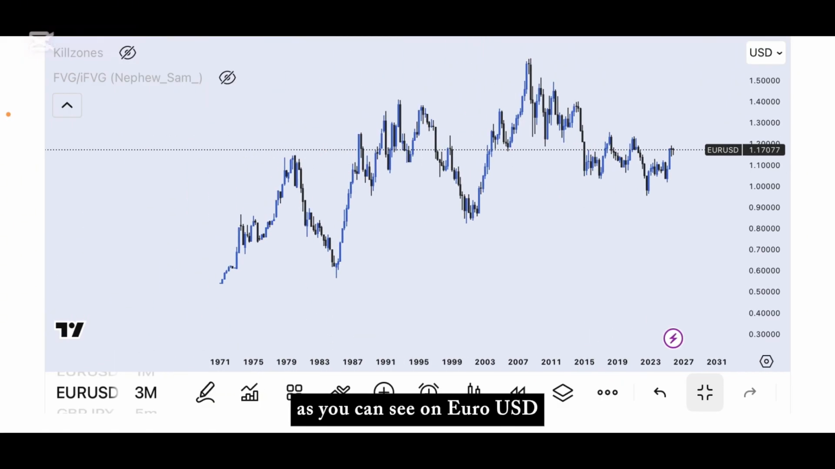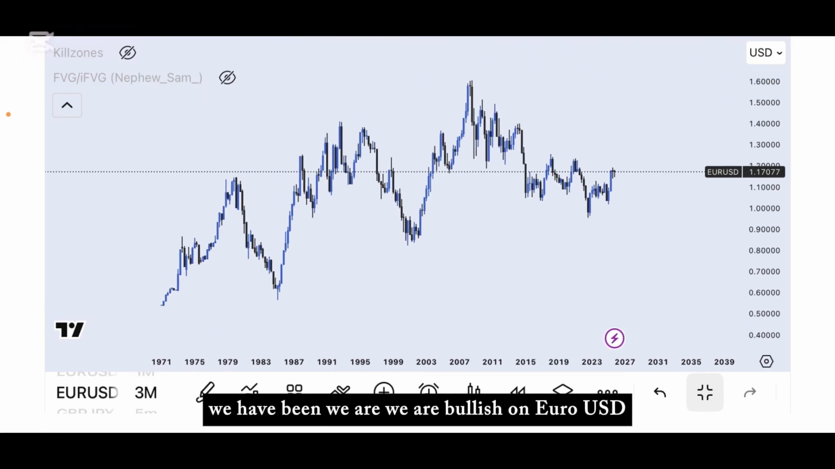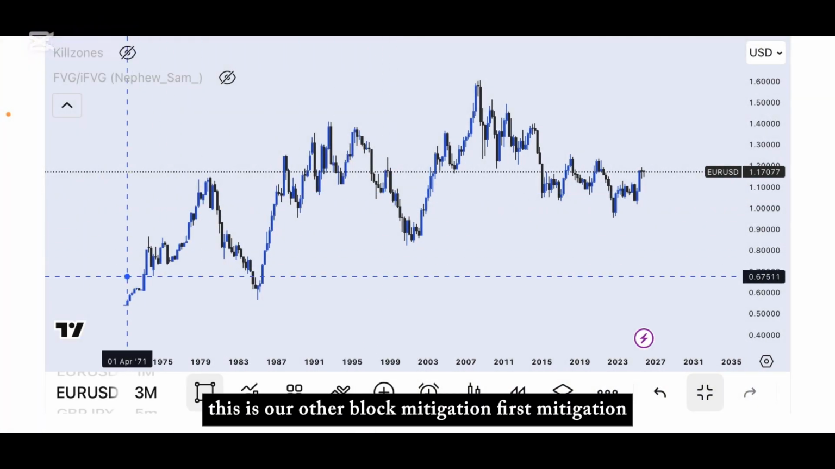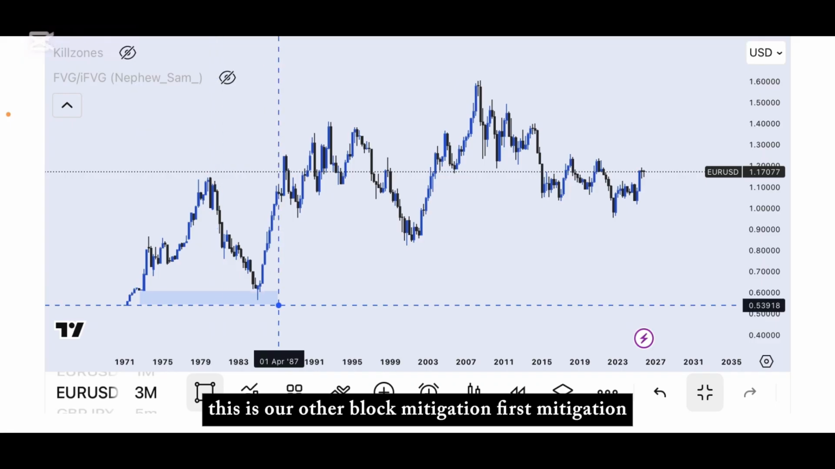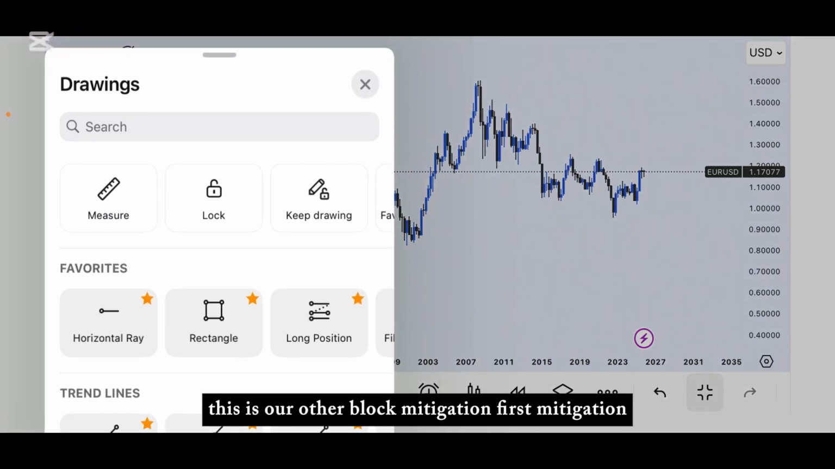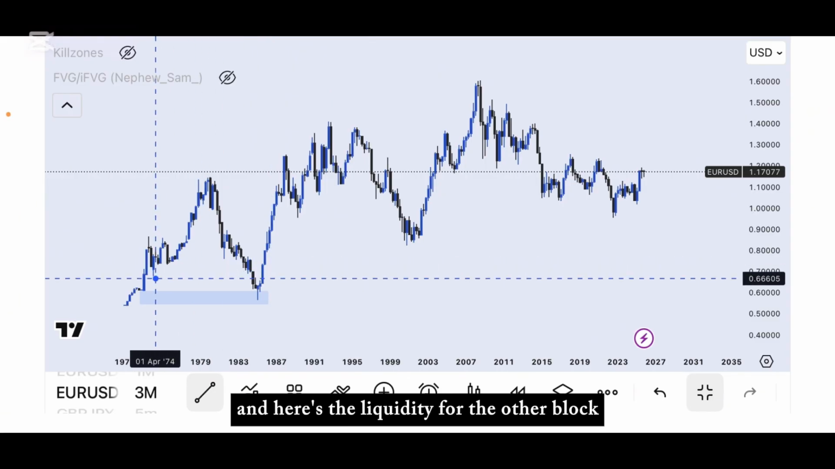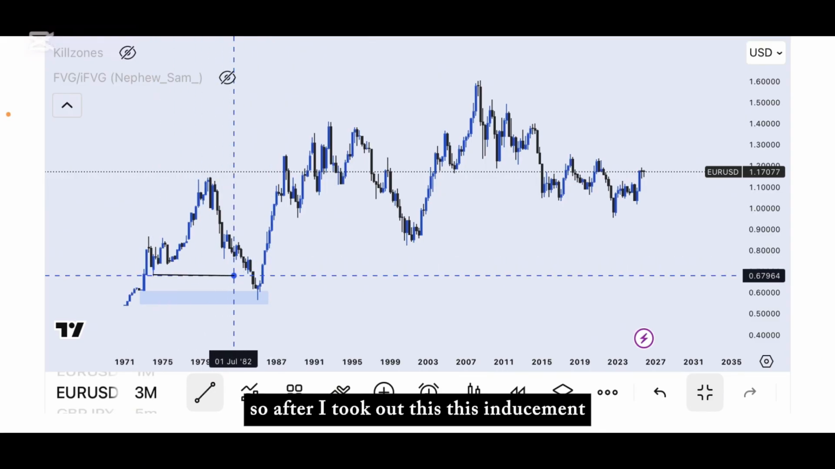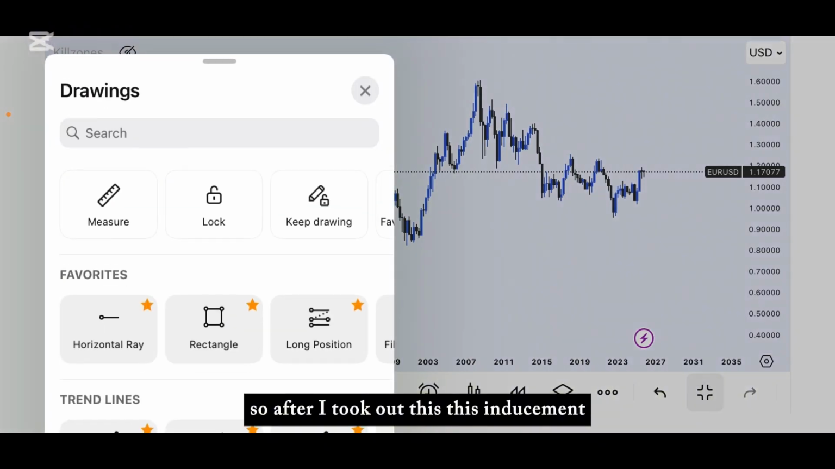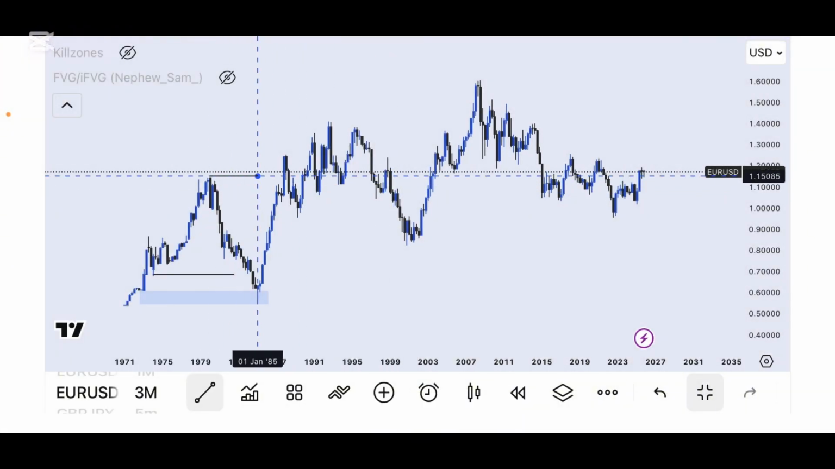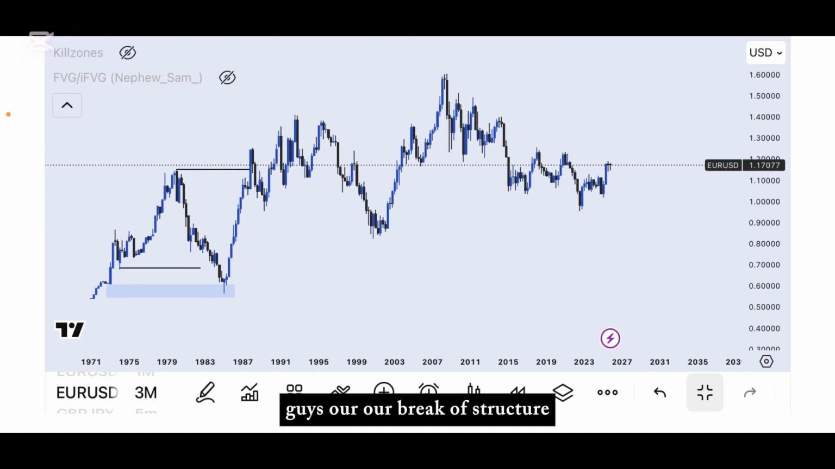As you can see on Euro USD, we are bullish. So this is our order block mitigation, first mitigation, and here's the liquidity for the order block. So after I took out this inducement, we created a new high. That is our break of structure.